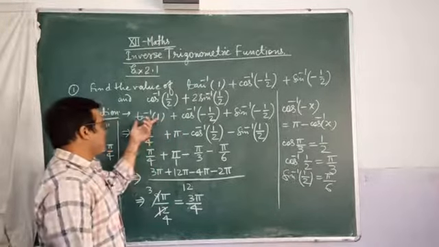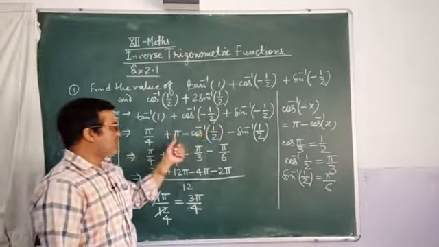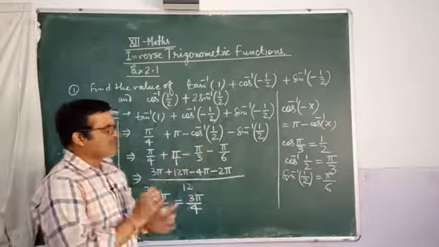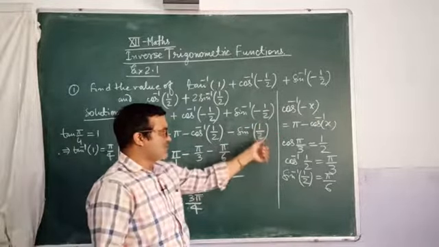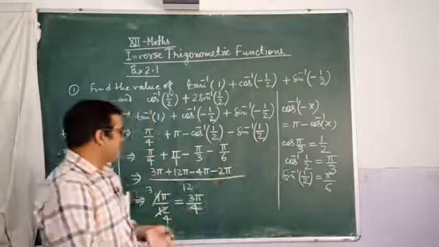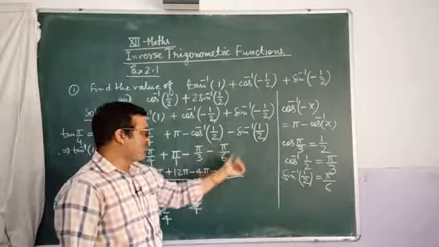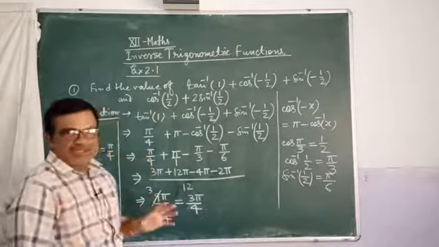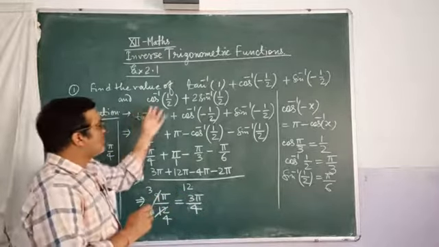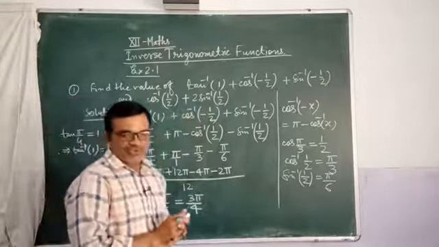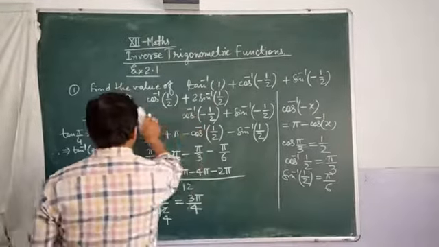The value of tan inverse 1 equals pi by 4 and cos inverse minus half equals pi minus cos inverse half. Sin inverse minus x equals minus sin inverse x, where x means 1 by 2. Putting the value of cos inverse half as pi by 3 and sin inverse half as pi by 6, solving it we get 3 pi by 4. Now we do the other part of this question. So you see the solution of the other part of this question.